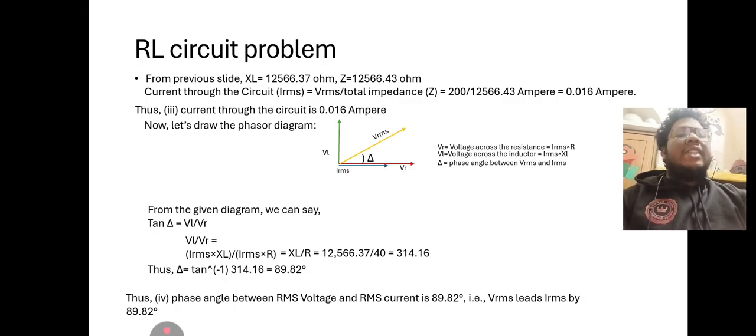So that gives the answer of the last question: thus the phase angle between the RMS voltage and the RMS current is 89.82 degrees. That is, VRMS leads IRMS by an angle of 89.82 degrees.